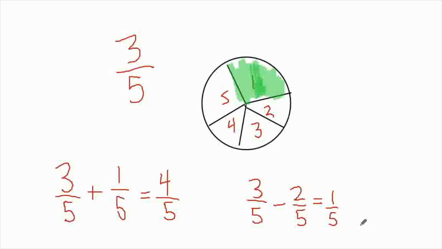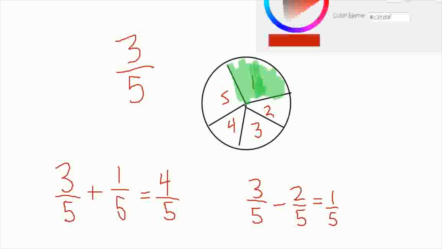Okay, so in summary, if the bottom numbers are the same, you simply do subtraction with the top numbers. In this case, 3 minus 2. Okay. What about if the bottom numbers are not the same? Okay, that gets a little trickier. What we need to do, in short, is make them the same. Okay, let me show you what I mean by that.